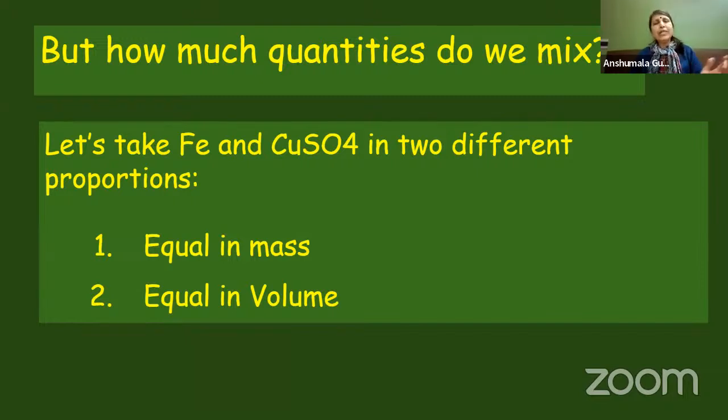See, you are right because you understand it. You are looking at it from a chemist's point of view. But suppose you ask your children, you ask your class, how should I mix copper sulfate and iron? They will say either equal mass or they'll say equal volume. They'll say take it equally. Then when you ask equally what, they'll say maybe equal mass, take an equal weight of each.